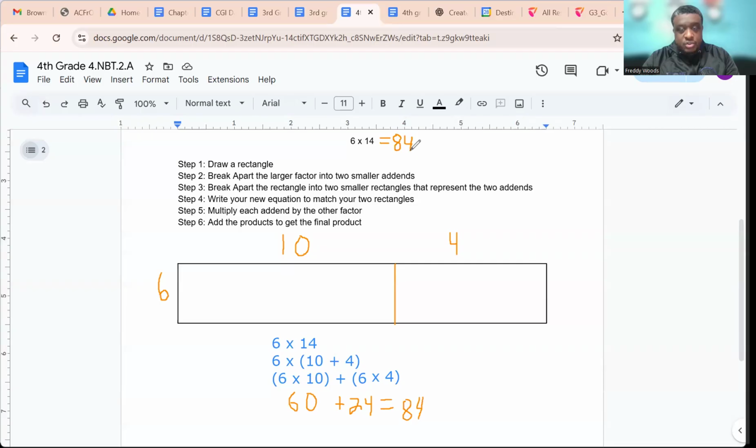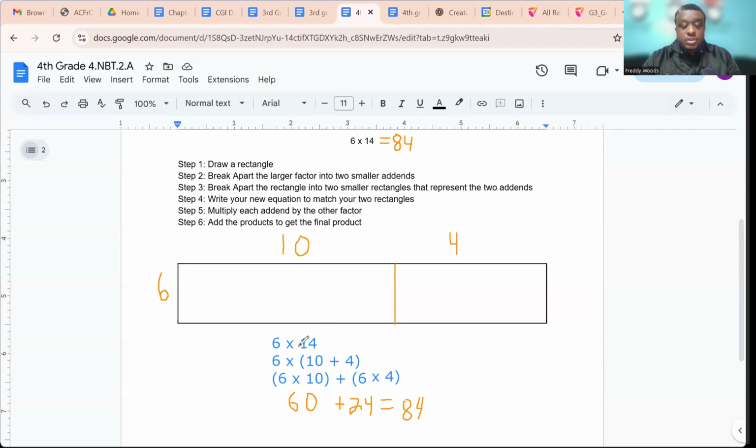And that is how I use the distributive property to help me solve a 2-digit by 1-digit multiplication problem. The first thing I do is I draw my rectangle. Then I break apart the larger factor into 2 smaller addends. I know 10 and 4 work because 10 plus 4 gives me 14. I break apart the rectangle into 2 smaller rectangles that represent the 2 addends. So I have 4 and 10. Write my new equation to match my 2 new rectangles.